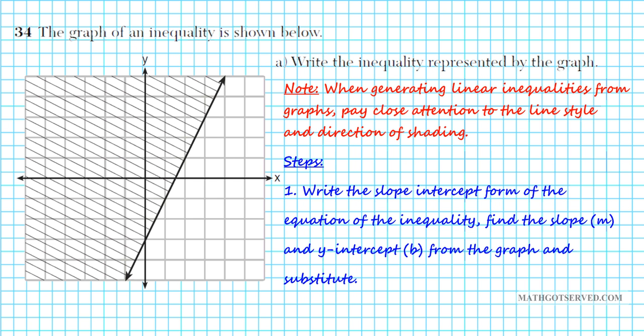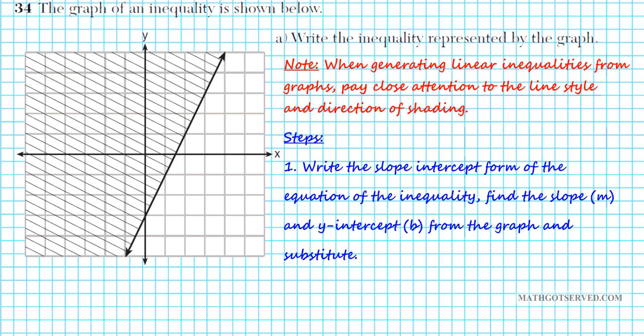All right, so these are the steps we're going to use. First of all, we're going to write down the slope-intercept form of the equation of the inequality. We're going to find the slope and the y-intercept. And just substitute and that'll be that, okay? So first of all, the slope-intercept form of this particular inequality. Now, one thing you want to note is that the line style is solid, okay? And the shading is above.